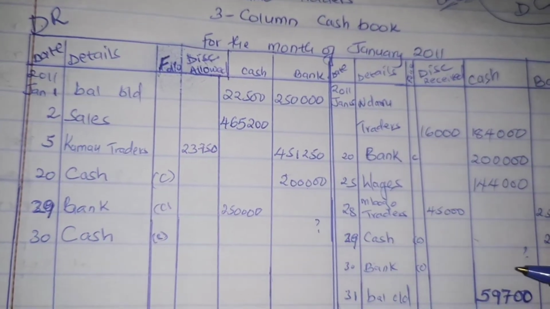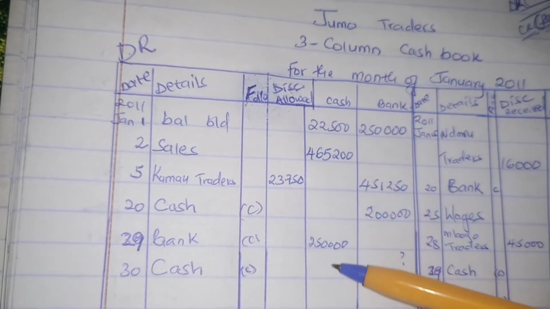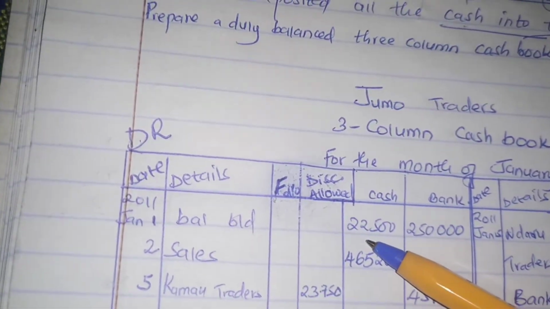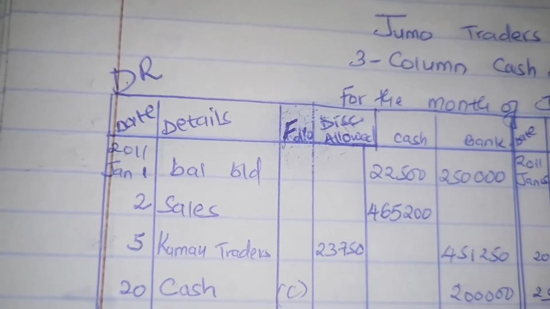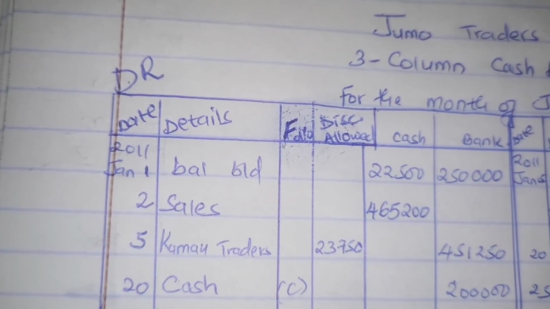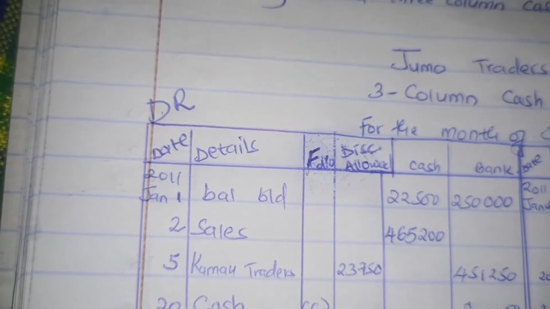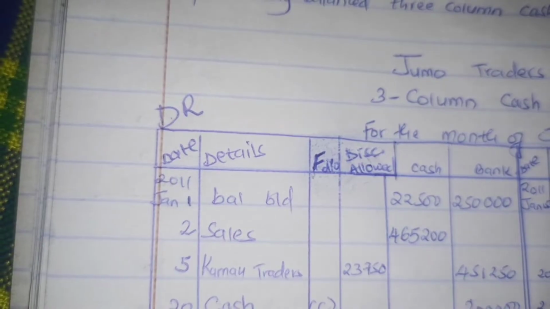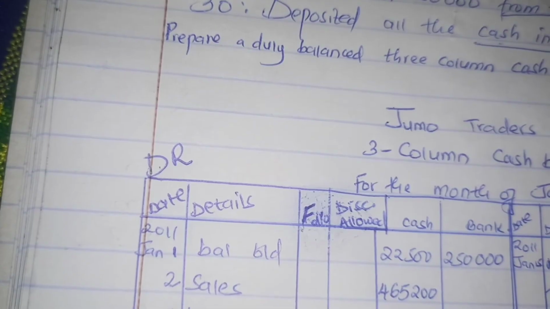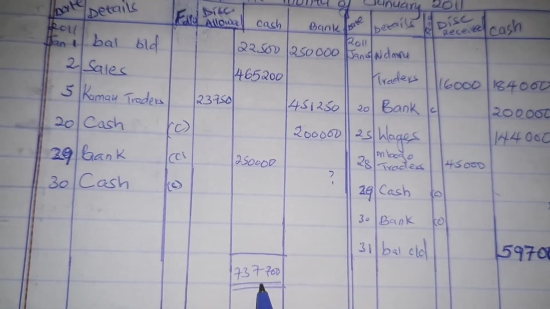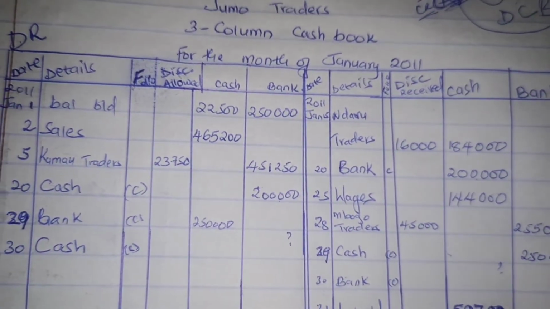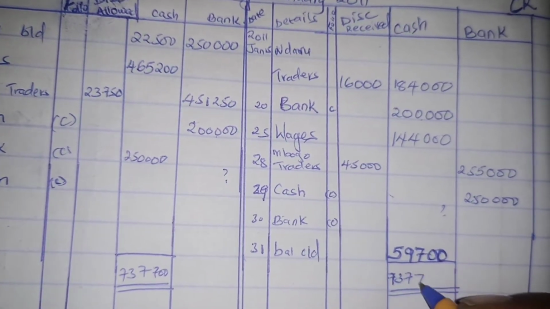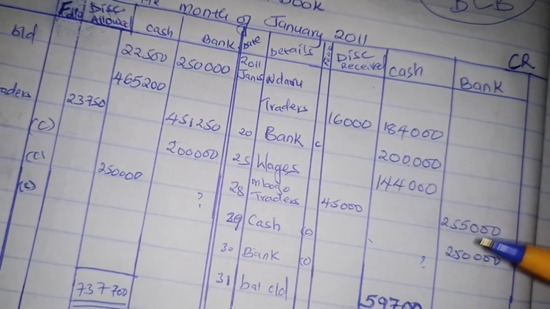So how do we go about that? Learners, it is easy. You just come on to your debit side and you get the total of your debit side. That is 22,500 plus 465,200 plus 250,000. So learners, that gives us a total for the cash column of 737,700. So the same should be the total on our credit side, 737,700. So learners, as you can see in our column, we only have one missing.